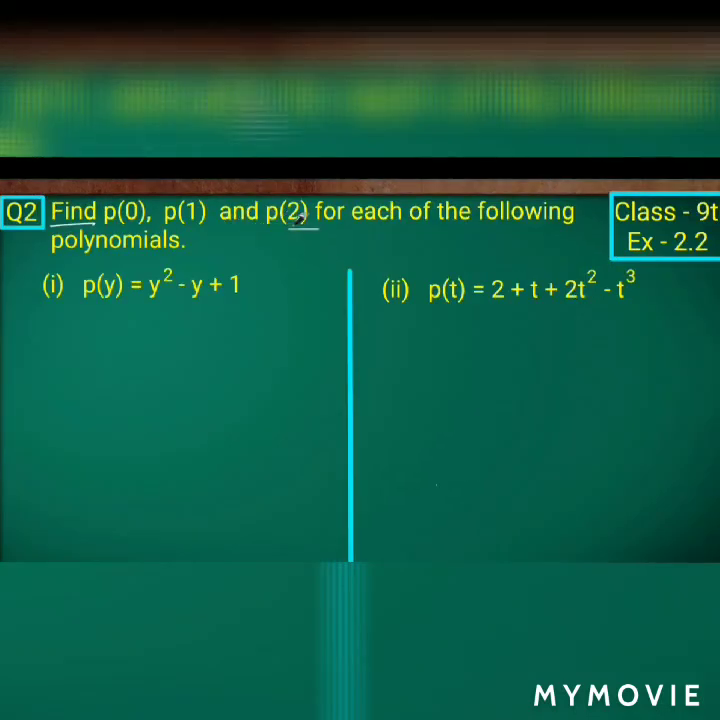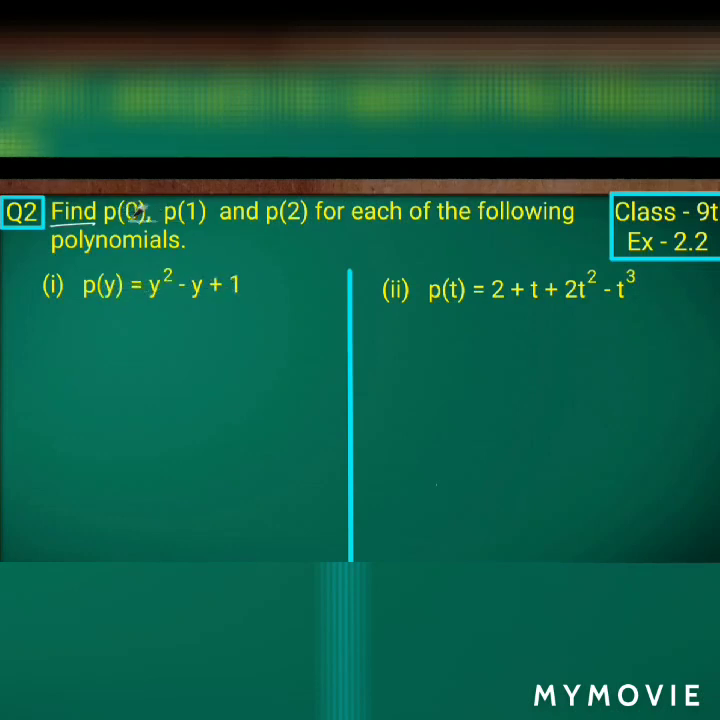Now come to the next question. Find p of 0, p of 1 and p of 2 for each of the following polynomials. If you observe here, they have given the polynomials as well as the values of the variable, isn't it? So in the place of the variable, they have already given the values. The only thing is, we have to substitute those values in the given equation. So for each equation we have to find p of 0, p of 1 as well as p of 2.